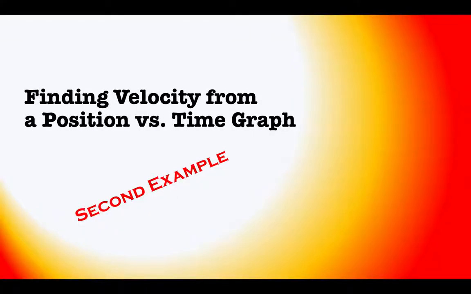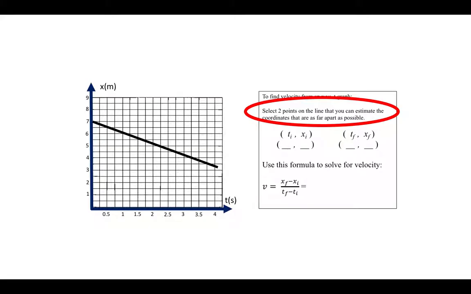So ladies and gentlemen, this is a second example of finding velocity from a position time graph. So our sample graph is now different. It's dropping from left to right. Again, we're going to go through the same steps, so we'll go a little bit more quickly since you've seen this once before. We're going to select 2 points on the line that we can estimate the coordinates for.